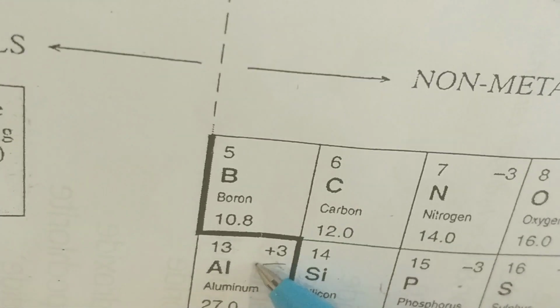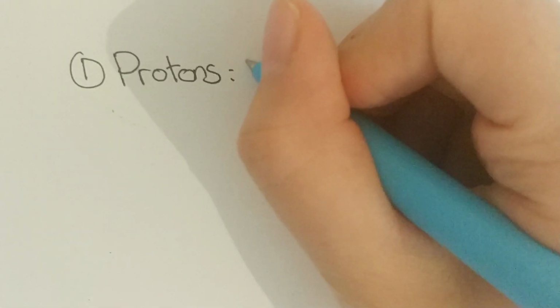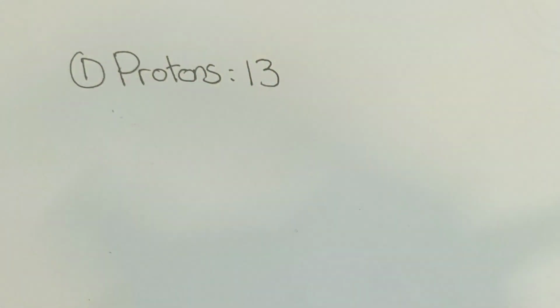Again, we need to find out the same things as before drawing the Bohr diagram. First, the number of protons. As you can see in the periodic table, aluminum is here with an atomic number of 13. Therefore, the number of protons is the same, which is 13.